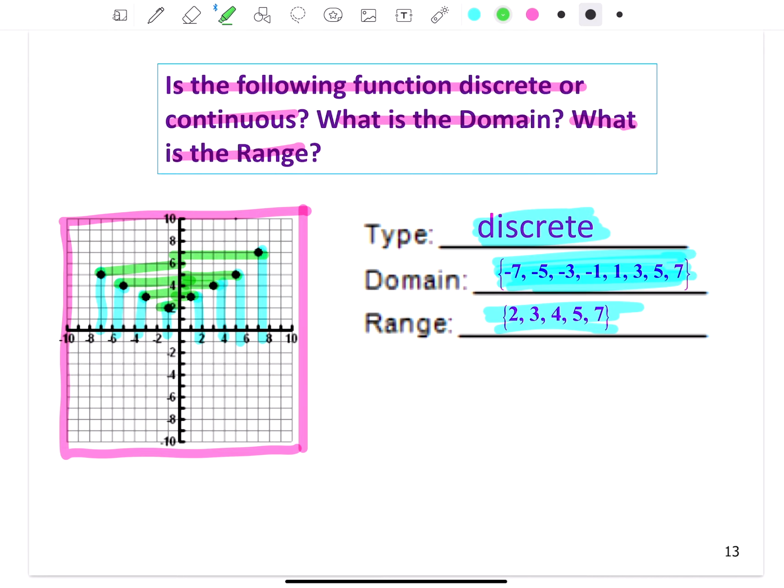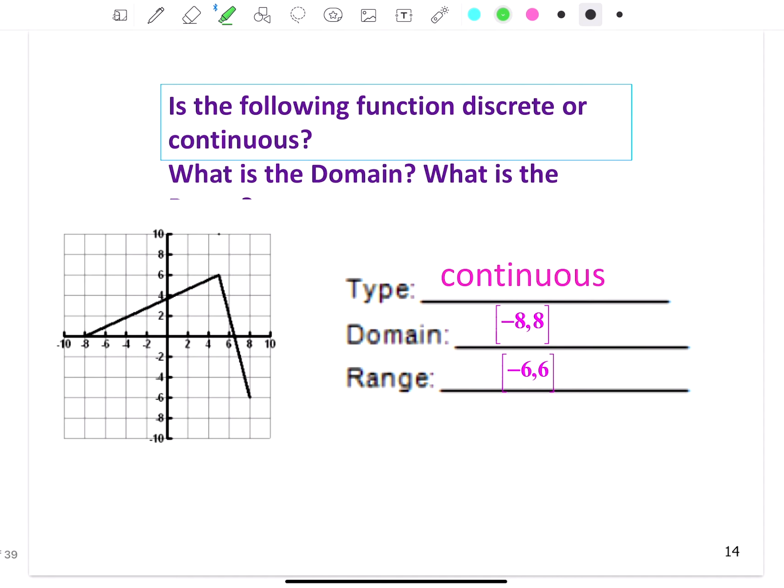points on this graph. Another example, this graph we can see is continuous, and the range and domain will be written in interval notation because we don't have discrete points. We do have a continuous graph here. So for domain, every single value between -8 and +8 for x is a part of my graph. That is going to correspond to some point on my graph. So domain is written in interval notation.